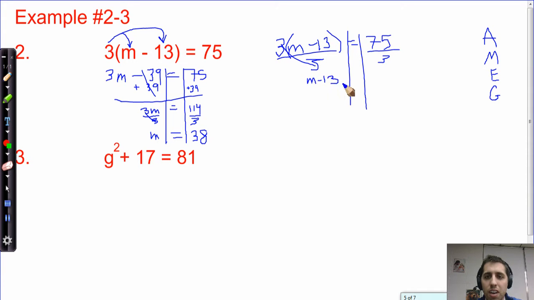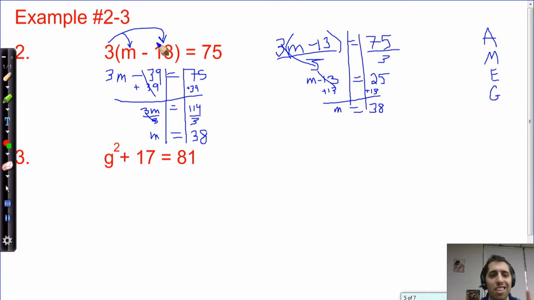And you have just m minus 13. Hopefully you know that 75 is like 75 cents. 3 coins would each be quarters. And now we can just undo addition by adding 13. Guess what we're going to get? Same answer. Meg steered us clear. We get 38. So whether you do the distributive property first or not, it's up to you.